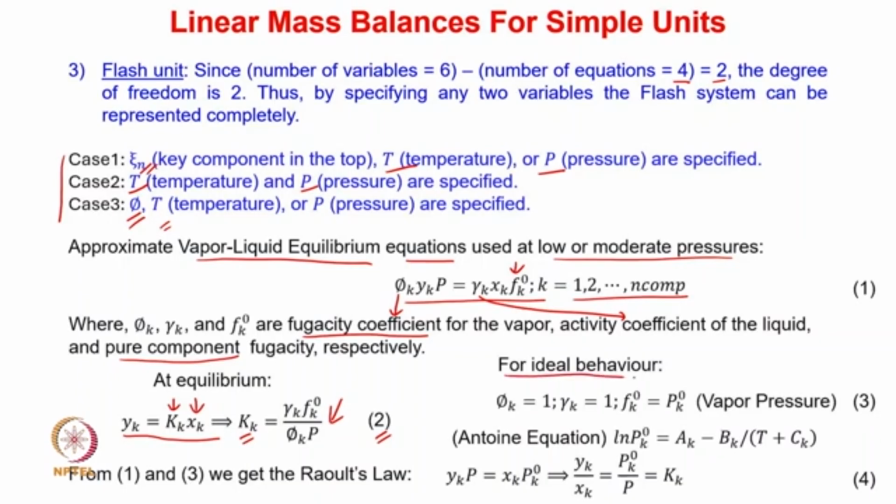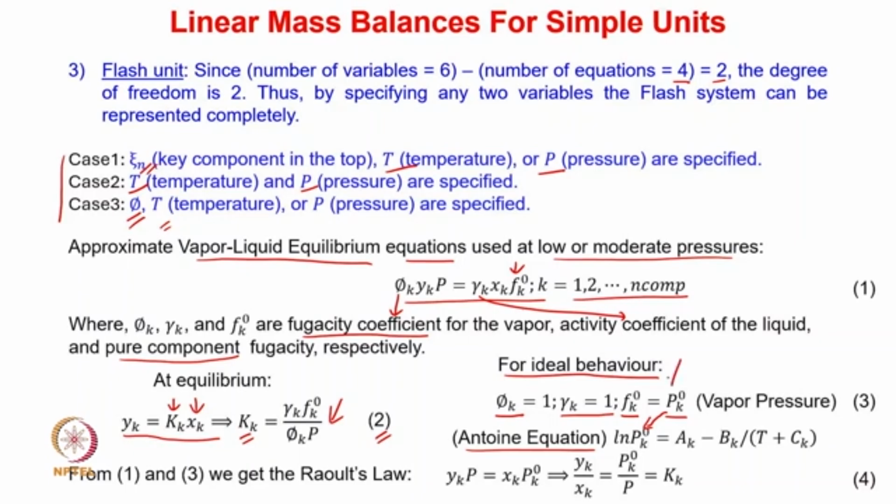Again, for an ideal behavior, we assume that the fugacity coefficient of the vapor is equals to 1. Again, the activity coefficient of the kth component in the liquid is equals to 1, and also the fugacity of the pure component fk naught is equals to the pressure, which is nothing but the vapor pressure here, pk naught. Okay, so this pk naught also we can calculate by using Antoine equations. So this Antoine equation we can use for calculating the pk naught. So ln pk naught is equals to ak minus bk divided by t plus ck. Here a, b and c are nothing but the empirical coefficients for Antoine equation.